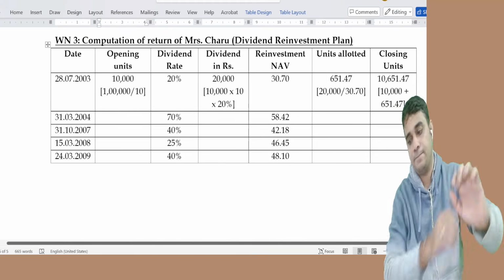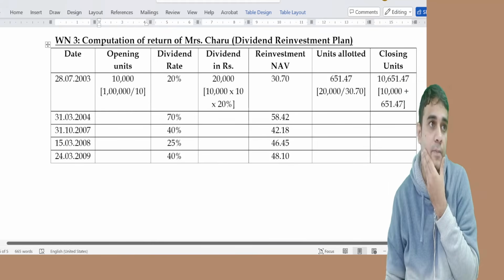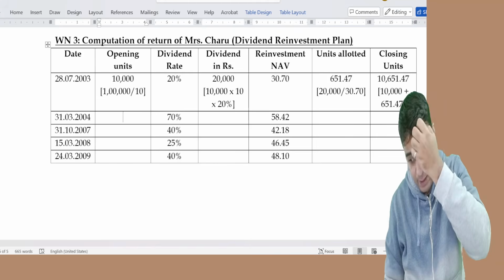Any doubts on the numbers here? Clear? The exercise will get repeated multiple times.